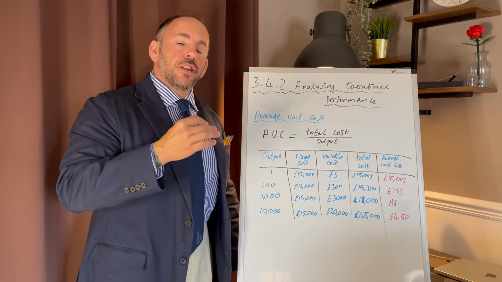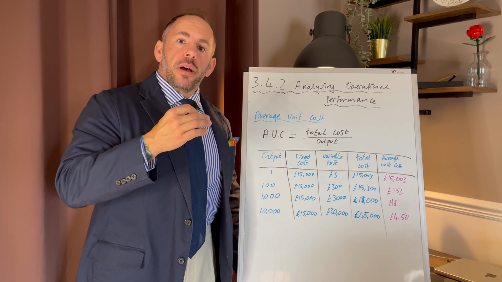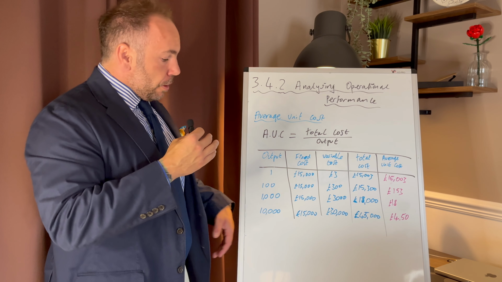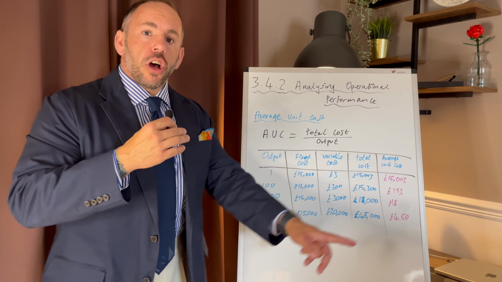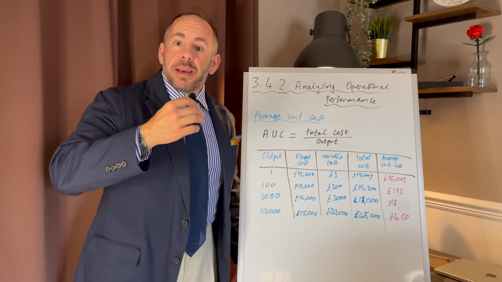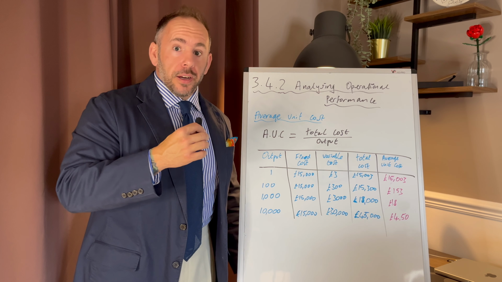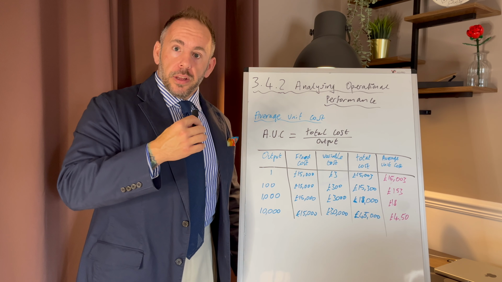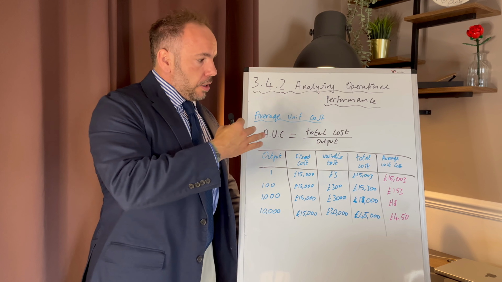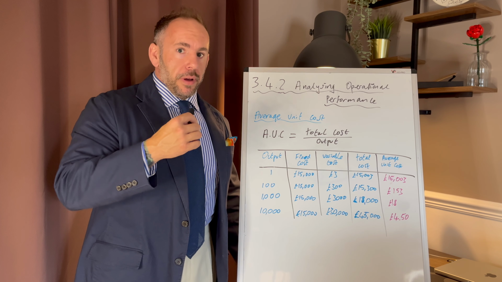And maybe £5 is a really competitive price. But if I didn't reach 10,000 and I've got to start charging £19 for each product to make a profit, maybe that's a really uncompetitive price and people won't buy it. So average unit costs, any questions on that one, straight in the comments, please, folks.